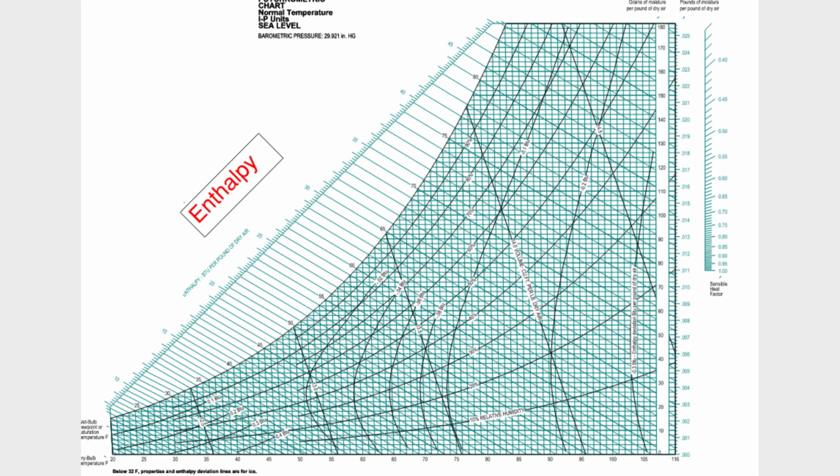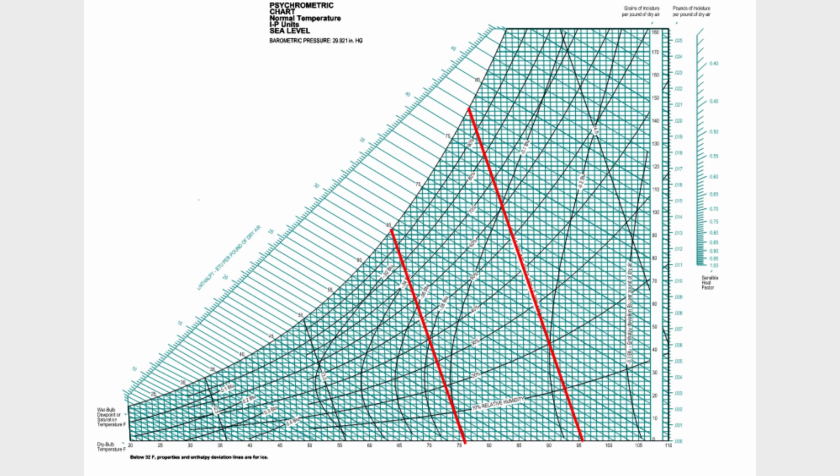Now let's talk about enthalpy, symbol H. Enthalpy means the total heat content of the air, both sensible and latent heat. The simplified equation in IP units is H equals 0.240 times the dry bulb temperature, plus W times (1061 plus 0.444 times T), in BTU per pound of dry air. On the chart, enthalpy lines slope diagonally from upper left to lower right. You'll use this property all the time in energy and load calculations.